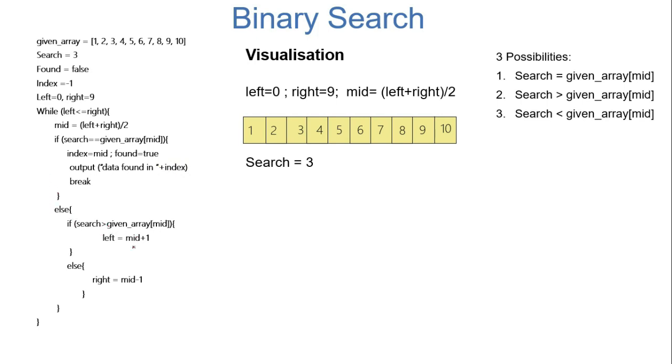If it's greater than given array mid, then we will update the left value. Again, if it's not fulfilled, it will check again. If the first condition is not met, and the second condition is not met, it must be the third condition. So when it fulfills the third condition, we will update the right value, which is mid minus 1. Once we quit from the looping, we will check again the found value. If it's false, then we tell the user that data is not found.